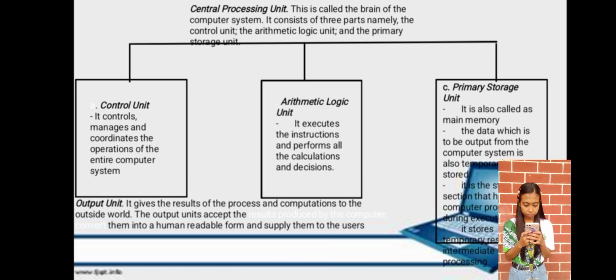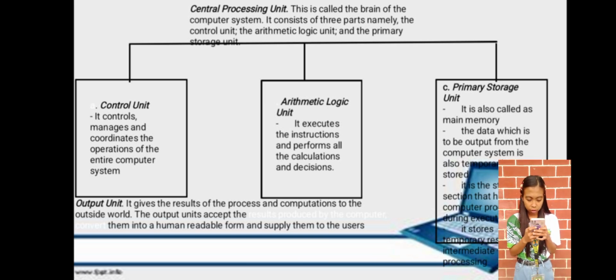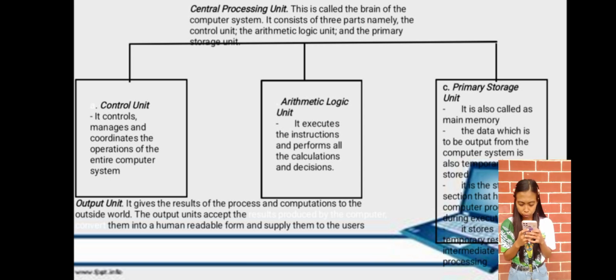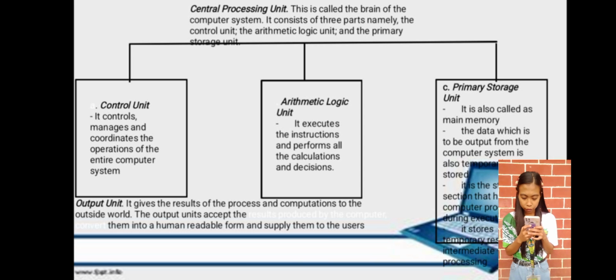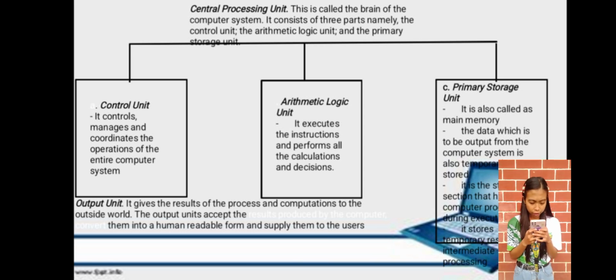Output unit. It gives the results of the process of computations to the outside world. The output units accept the results produced by the computer, convert them into a human readable form, and supply them to the user.